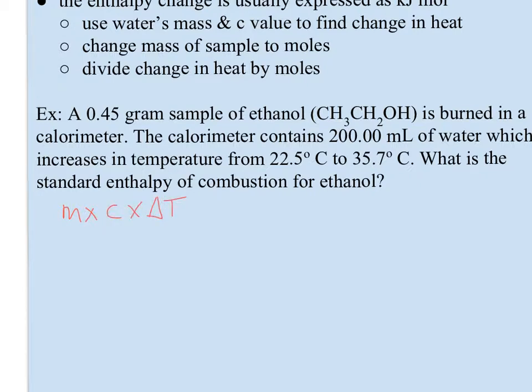And my mass for water, 200 milliliters, because water has a density of 1 gram per milliliter, I can go ahead and sub in 200.00 grams of water. My specific heat value, I'm just going to go with 4.18. You could certainly have more sig figs if you wanted, but 3 is plenty because our temperature is going to limit our sig figs. And then for my temperature change, I have to take the 35.7 minus 22.5, which is going to give me a temperature change of 13.2 degrees Celsius. So I do hang on to 3 sig figs.